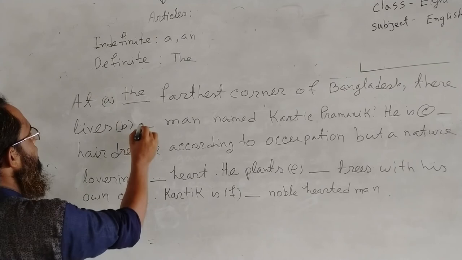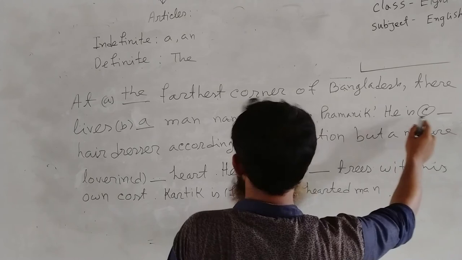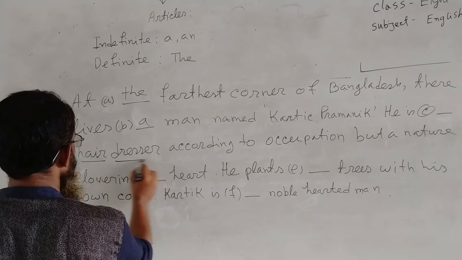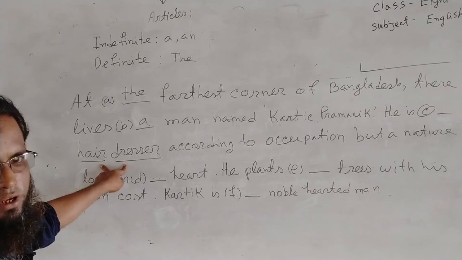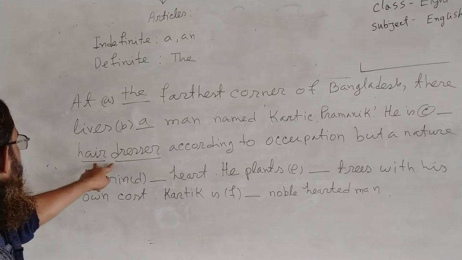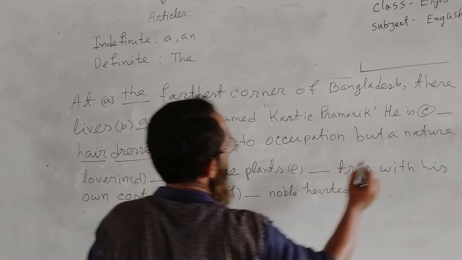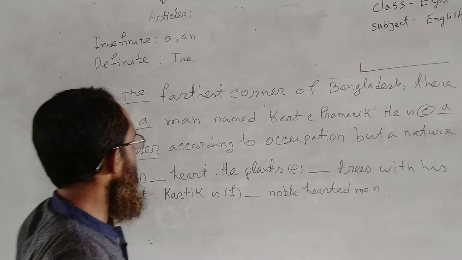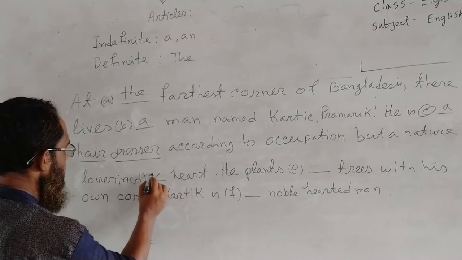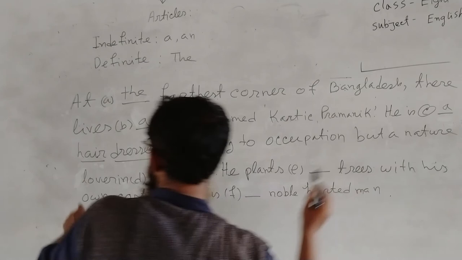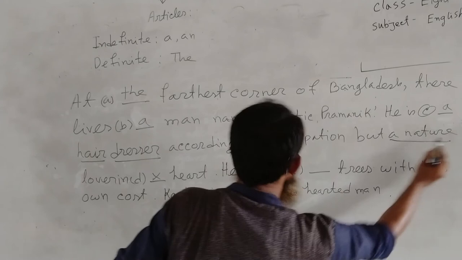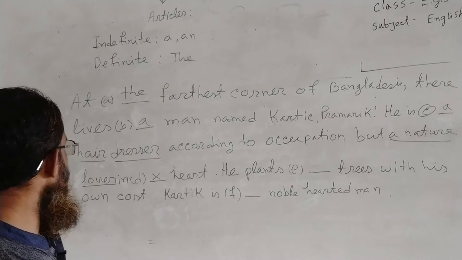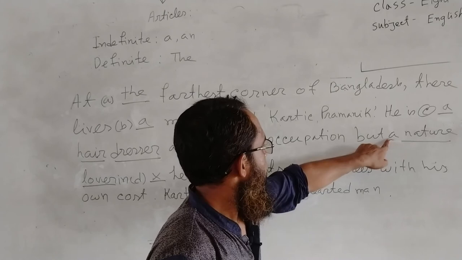In the next blank, he is dash hairdresser. Both the words combinedly make a noun phrase, a common one, and it also bears a similar meaning, so you have to use the indefinite article A. He is a hairdresser according to occupation, but a nature lover in heart. Here we don't have to use an article, because a nature lover, these words combinedly have made a noun phrase, so we should not put any article here.